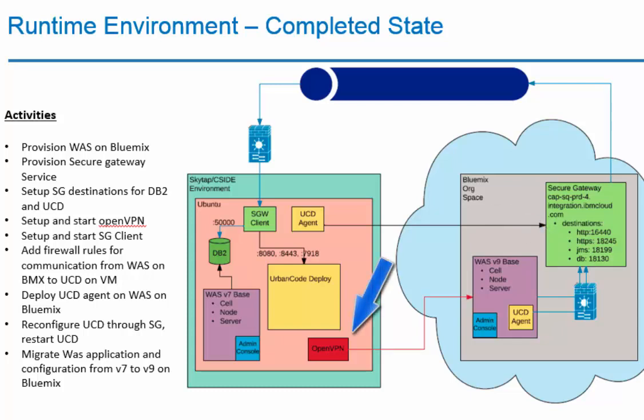The automation will also set up and start the OpenVPN connection needed to be able to securely connect from the desktop to the application server and the WebSphere administrative console running on Bluemix. Furthermore, we set up firewall rules for communication from WAS on Bluemix back to UrbanCode Deploy on the virtual machine. We then deploy an UrbanCode Deploy agent on the WAS on Bluemix instance and reconfigure the UCD agent to use the secure gateway.